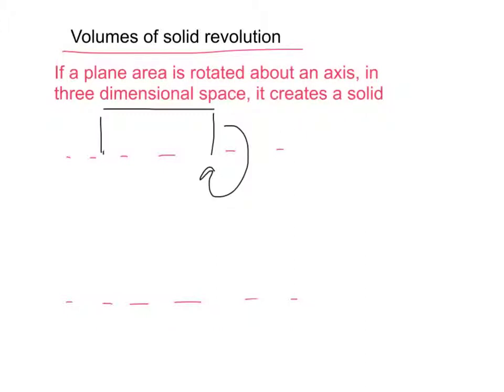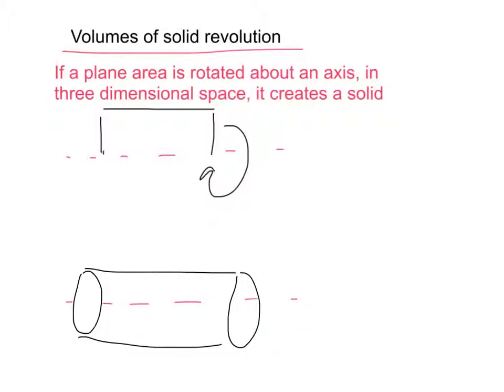So if we look up here, we have a plane of a rectangle. If I rotate this rectangle about the axis, the dotted line that you see, I will end up with a cylinder. It will create a cylinder, and you can demonstrate that if you want by taking a piece of paper and just revolving it about an axis, and you will end up with a cylinder.